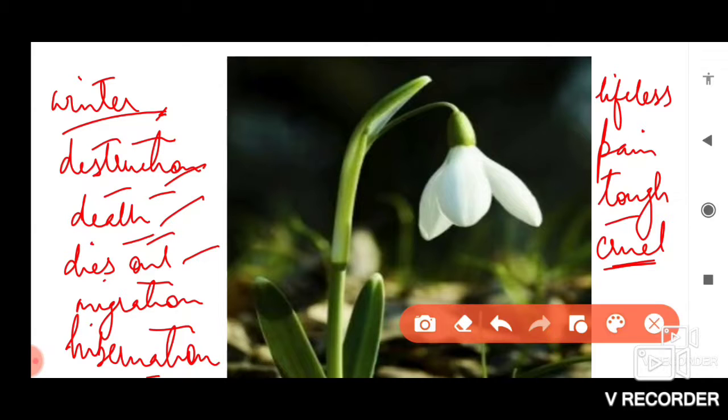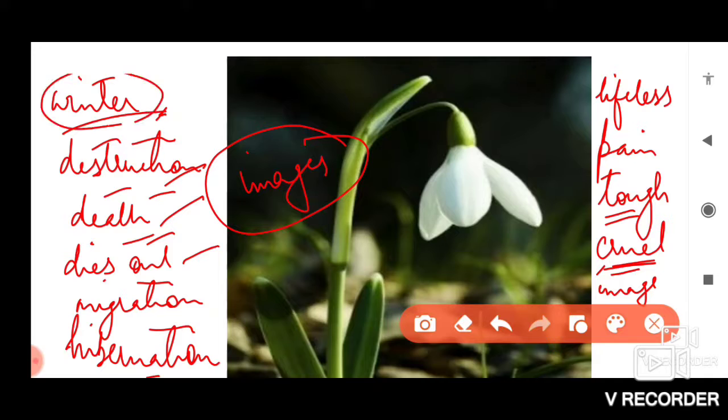If we talk about the poet, Ted Hughes also has presented a very tough and cruel image of winter season. He says that he creates an atmosphere of a hard winter and uses images from nature to portray the toughness and brutality. So he has used many images from nature which portray the brutality of winter season, the toughness. How severe winters are, how unpleasant, how cruel and how tough.